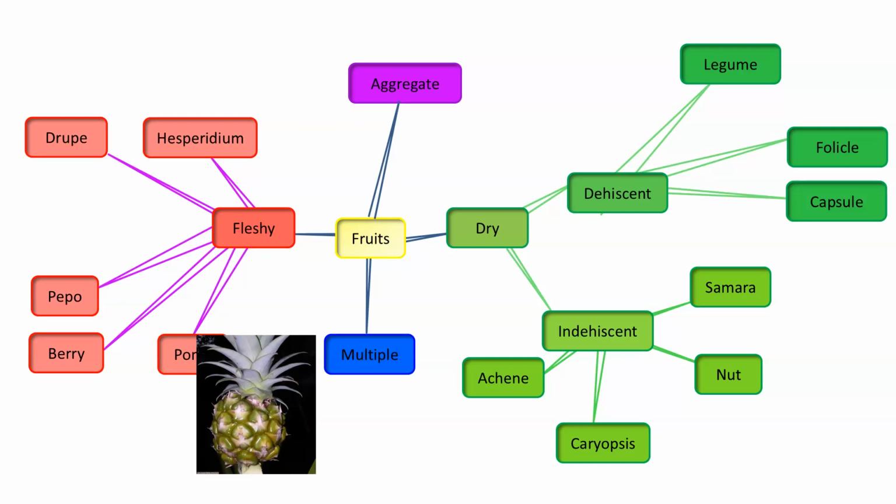We often use fruits for nutrition. You've seen several of these that you eat. Some of them are just used by the plant in order to disseminate their seeds.